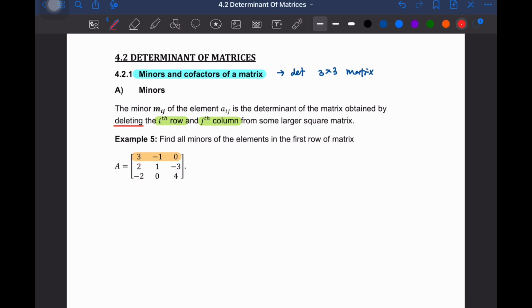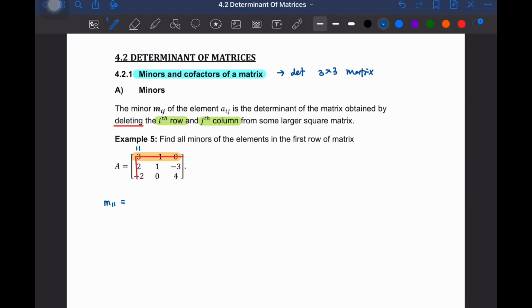Right, so what I will do is I will write M. M stands for minor, small letter M, so M-I-J. Okay, so kita gantikan substitute I dengan J tu dekat elemen kita. So elemen kita duduk dekat row 1, column 1, like that. So maksudnya M11 lah, like that. Okay, so we just delete this row 1 and this column 1. Just delete it like that.